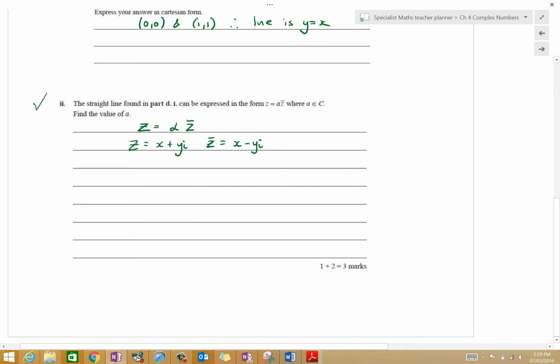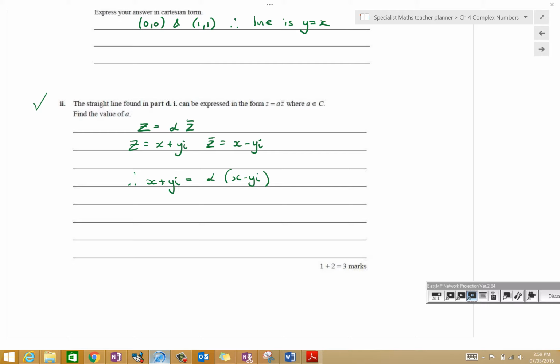Now, if z is equal to alpha z bar, therefore, guys, I'm recording this, so it's going to be pretty loud otherwise. x plus yi is equal to alpha times (x minus yi). Oh, I haven't. Okay. That's better, yeah? Yep. Okay.